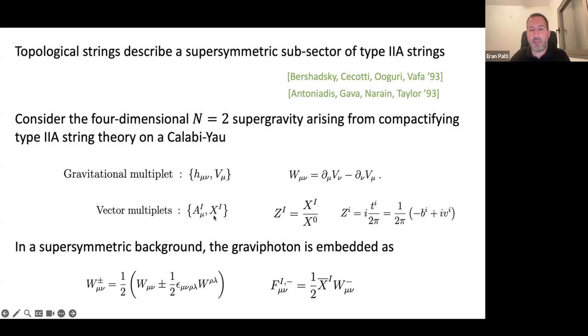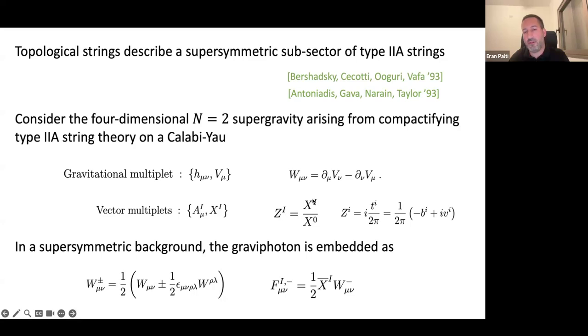Essentially, the number of them is given by the number of 2-cycles in the Calabi-Yau, as I'll explain in a second. But the best way to describe the vector multiplet sector is by introducing a certain redundancy that is then removed. So what you do is you introduce one more vector multiplet than there actually are. And you then work with these coordinates, which are ratios of these X^I's. And these are the physical coordinates.